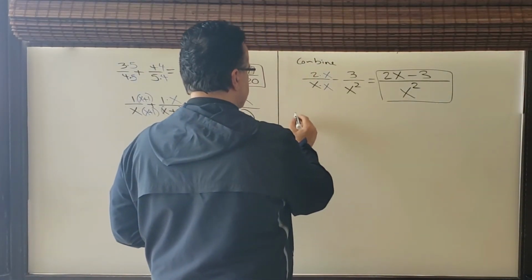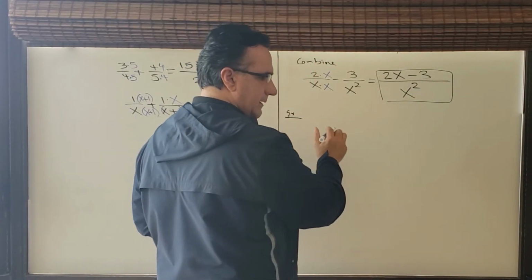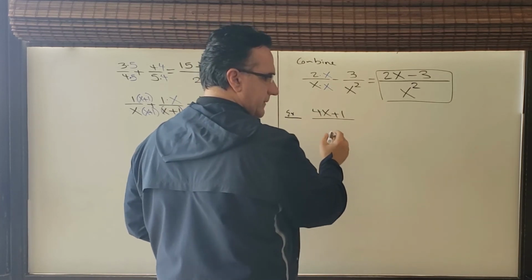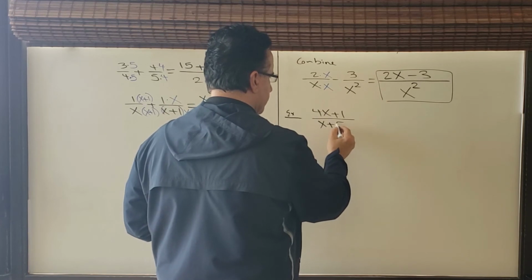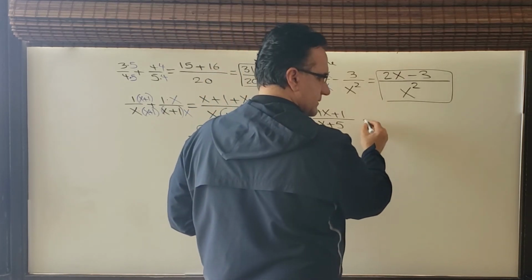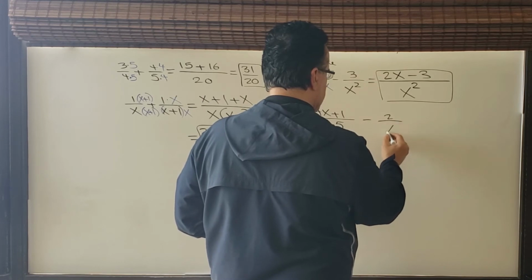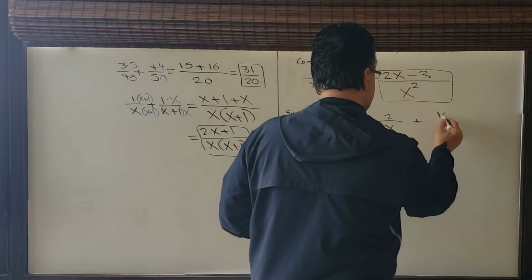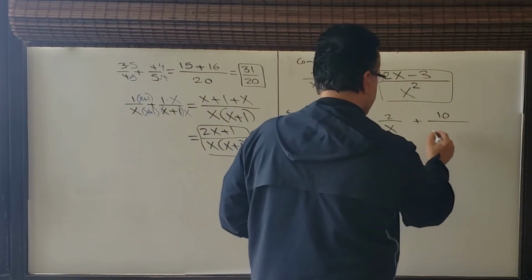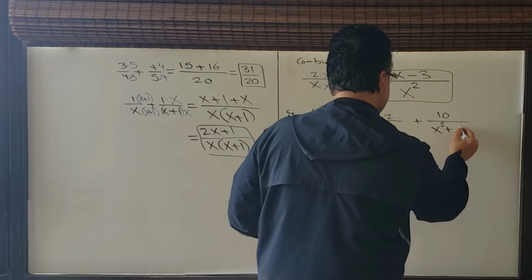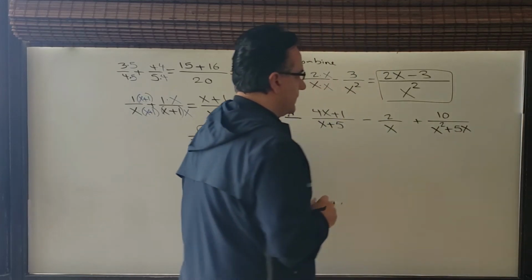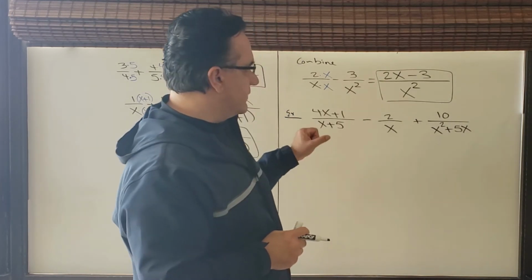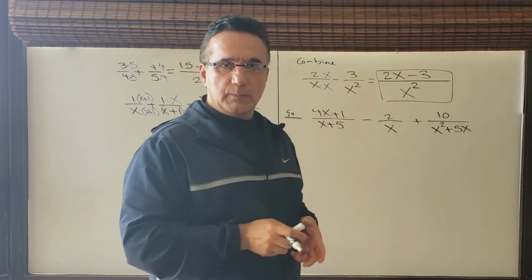Let's go ahead and combine these. 4x plus 1 over x plus 5 minus 2 over x plus 10 over x squared plus 5x. You should go ahead and pause the video for a minute again to see if you can get the answer on your own before you come back to play it.